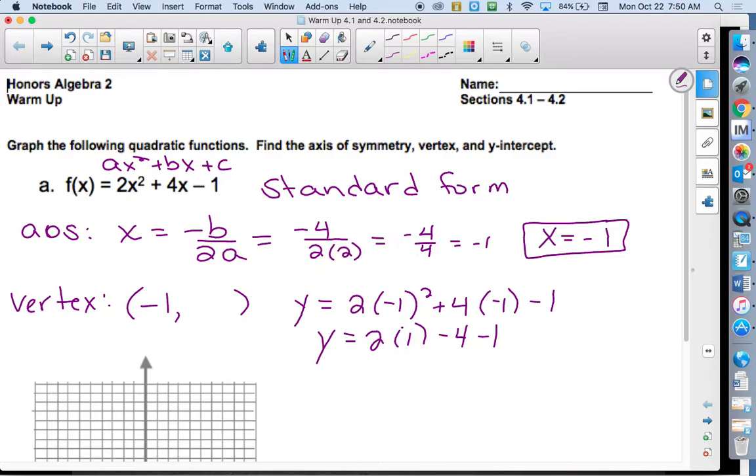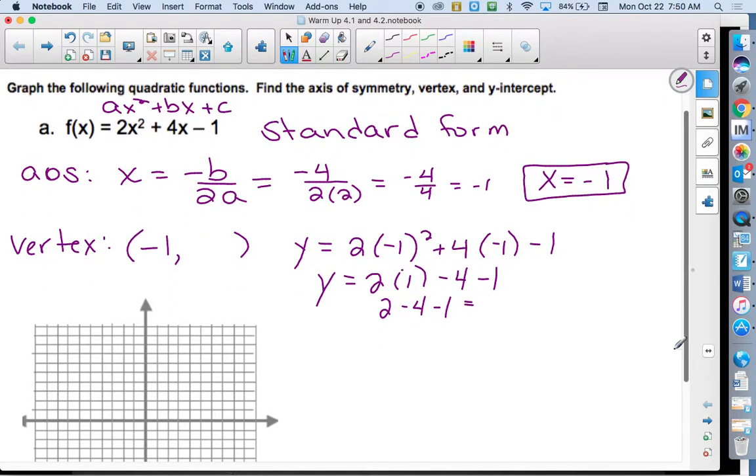So working through, negative 1 squared is positive 1. And then we have 2 times positive 1, minus 4, and then minus 1. So Emma, the y value of the vertex is negative 3. So the vertex is (-1, -3). Make sure you're writing the vertex as an ordered pair.